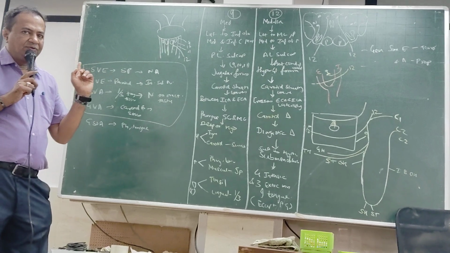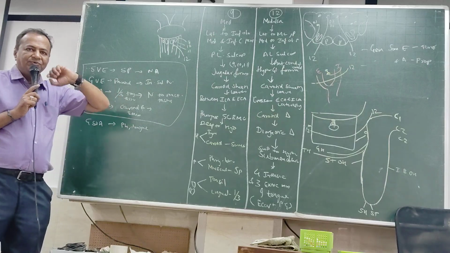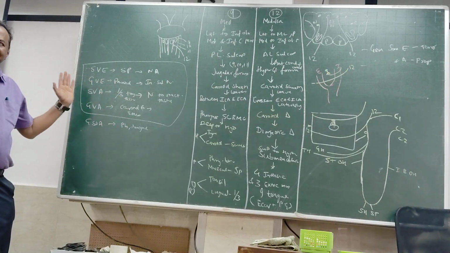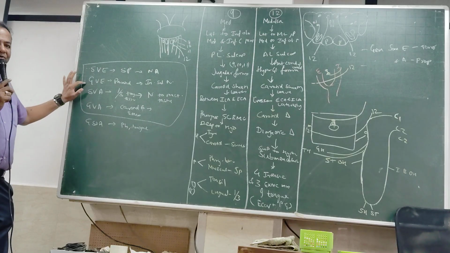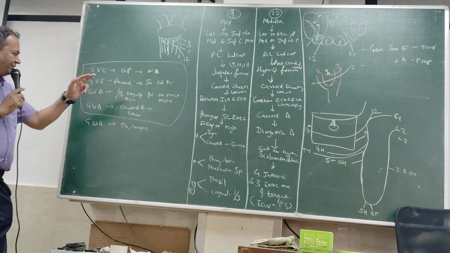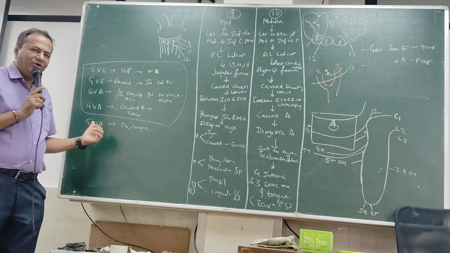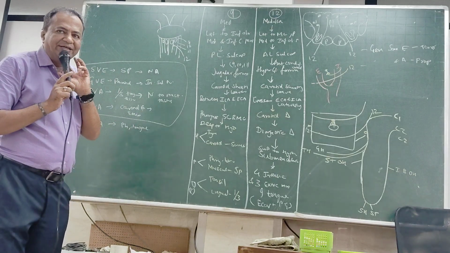1, 2, 3, start. Now we are discussing the glossopharyngeal nerve. The functional components are very easy to remember. 2 special visceral, 2 general visceral. That is, special visceral efferent, special visceral afferent, general visceral efferent, general visceral afferent. Also there is general somatic afferent for the sensations of the oral cavity, the tongue.